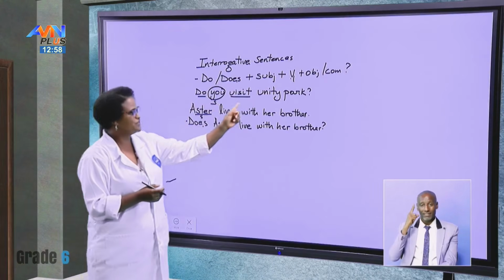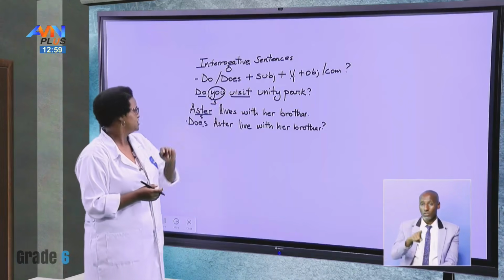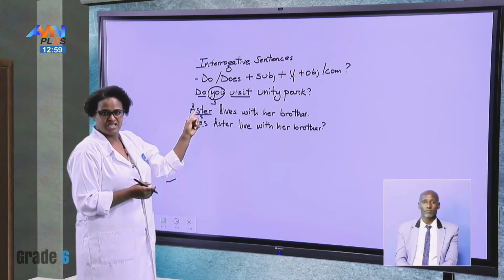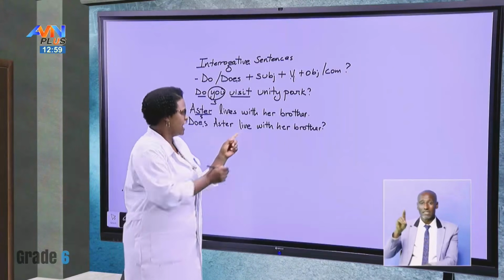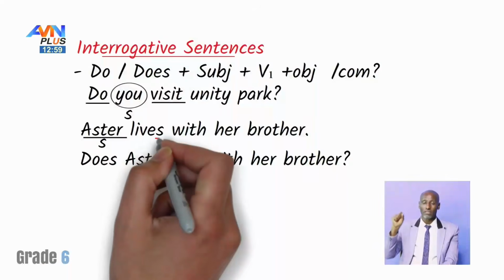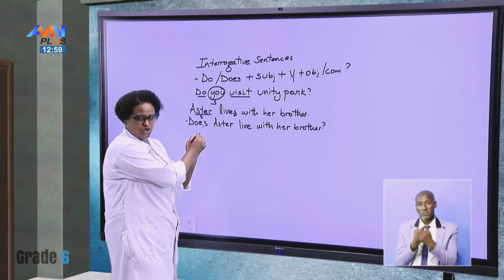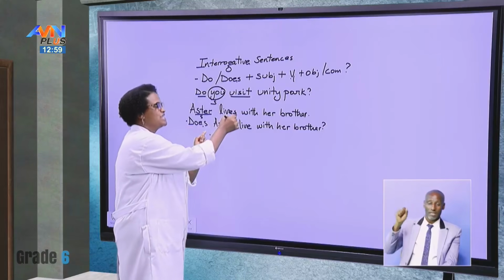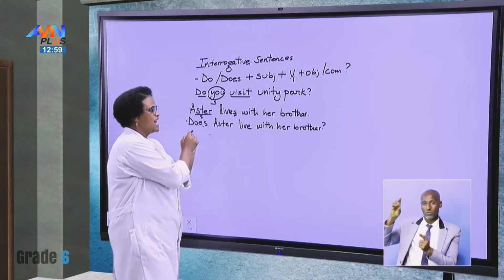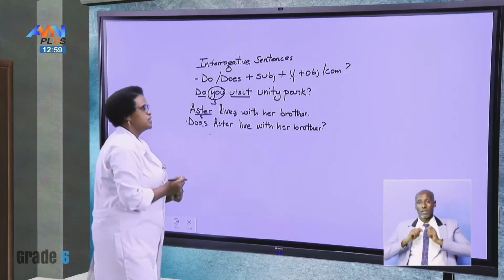Look, do you visit Unity Park? Do, because the subject is you. Since our subject is Aster, does. Does Aster, now, here it says lives, because it is affirmative. But this time it is interrogative. So we add es on do, so we cancel the s on the verb, okay? Does Aster live with her brother? That is another question.